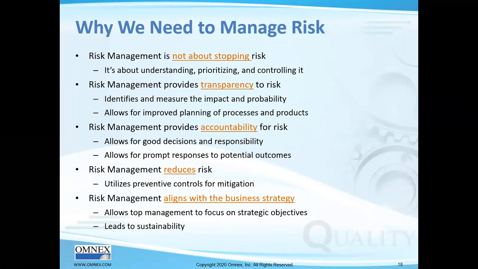Risk management also provides the accountability for risk. Helps you make better decisions. It helps show that responsibility, who has the authority to handle those. Okay? And it also helps with the prompt responses so that you can get better outcomes. Okay? Risk management also reduces the risk, using prevention controls as mitigation tools. And risk management helps align with the business strategies. That's the big one. It lets top management focus on those strategic objectives and the strategic direction of your organization. And it really can help your company be more sustainable long-term.